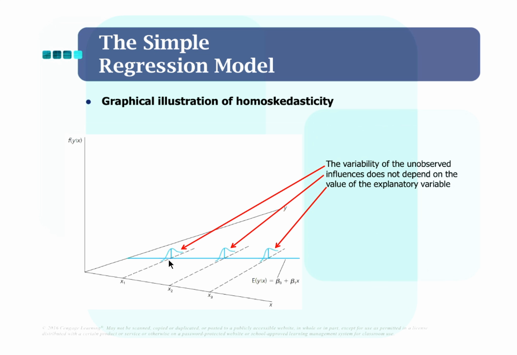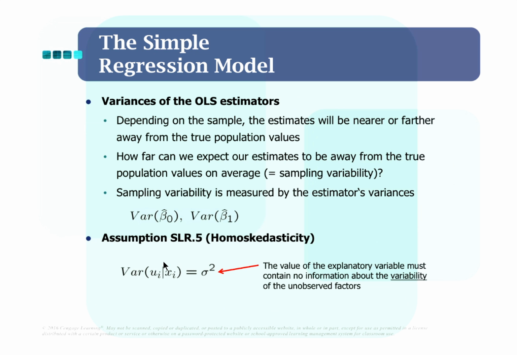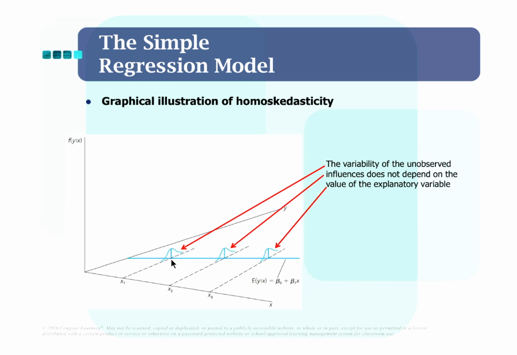The requirement of SLR5, this assumption, basically says that for different points and different expected values of y, the variability, the dispersion of the actual y's, is largely similar. Okay, the variability of the unobserved influence does not depend on the value of the explanatory variables. This illustrates the idea of homoscedasticity.